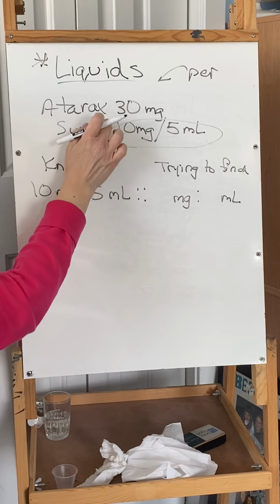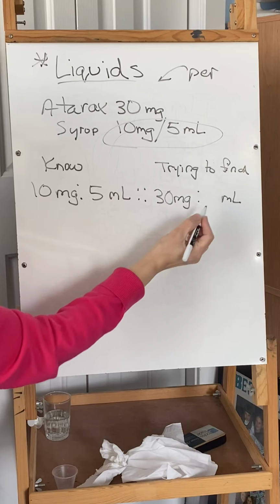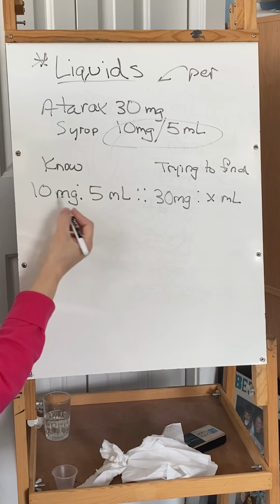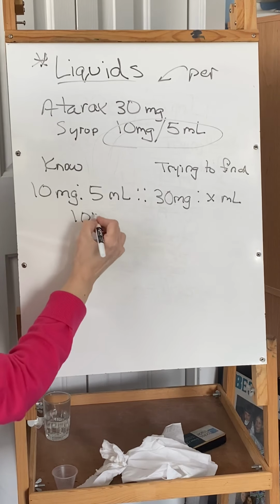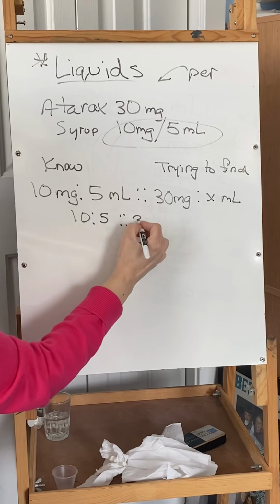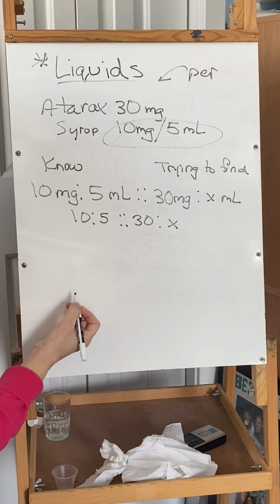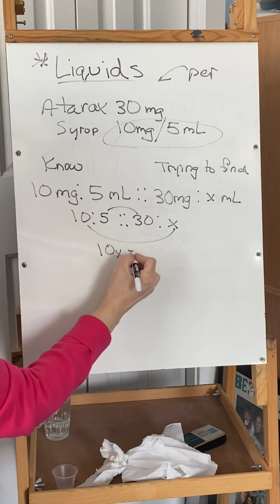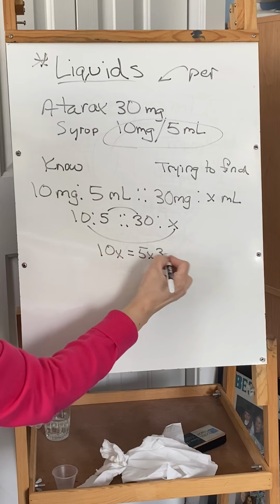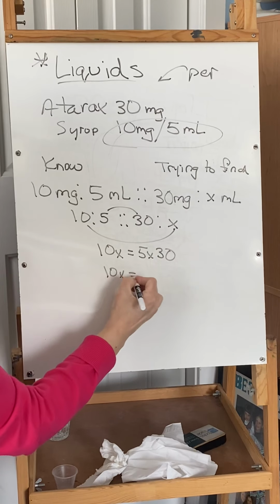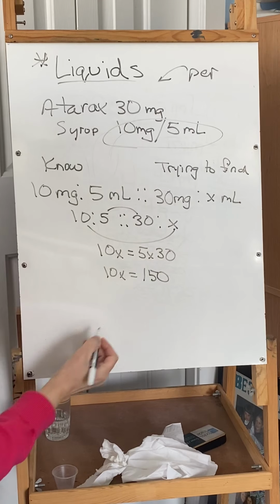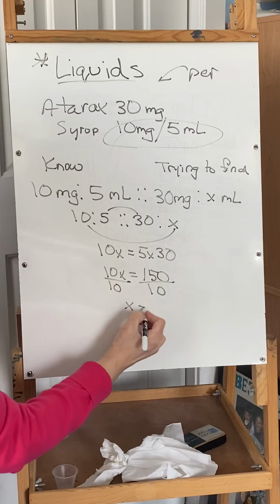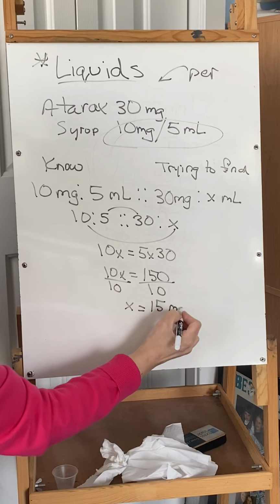What do you know? You know you have 30 milligrams. We don't know how many ml we're supposed to get. That's our X. All right, next, get rid of your abbreviations. 10 is to 5, just as 30 is to X. Multiply the means and the extremes. 10 times X is 10X. 5 times 30, 10X is equal to 150. We divide by 10 on each side. 1X is equal to 15 ml.